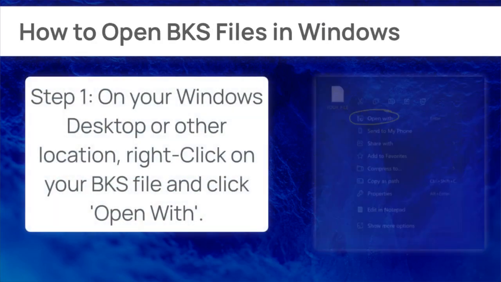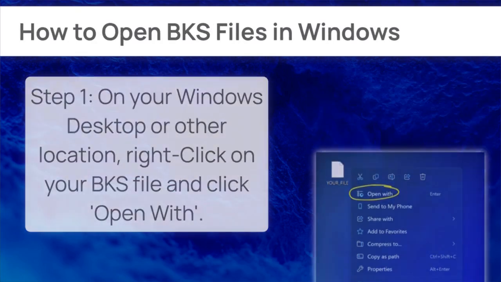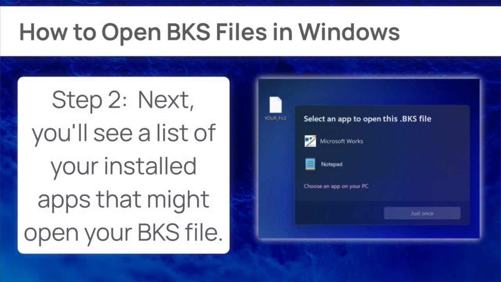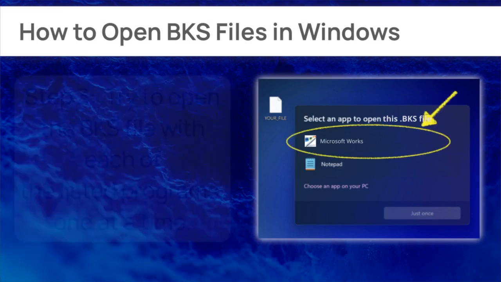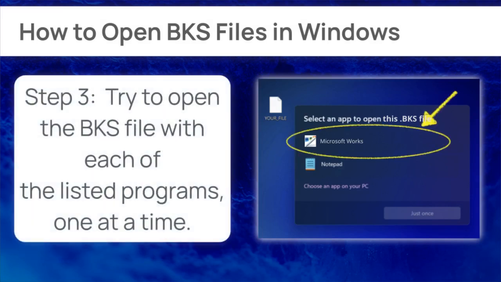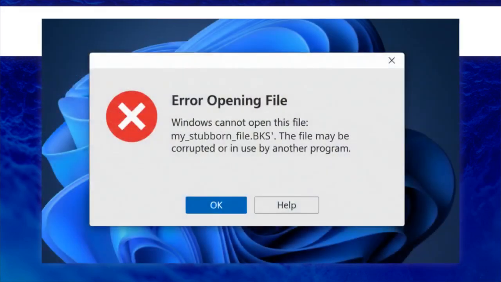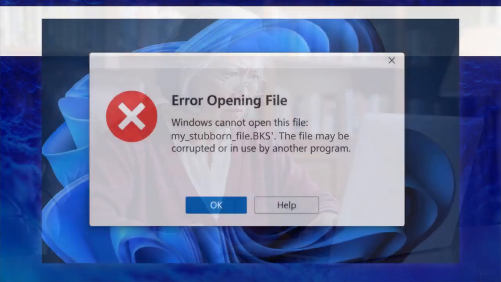Your key starting action: right-click the BKS file and select Open With. If Microsoft Works is installed, use it. If not, choose another program. Continue testing until the BKS file opens successfully. If you cannot access the BKS file, no problem. Rather than guessing, let's understand the root cause.